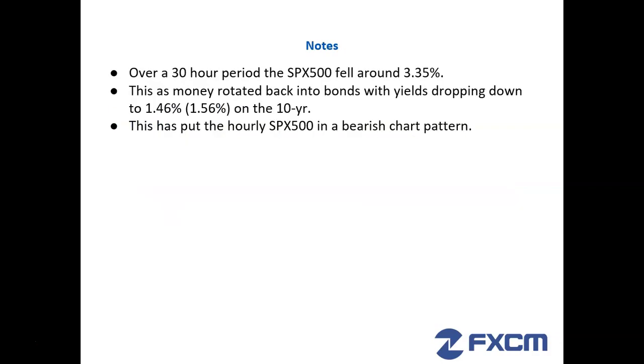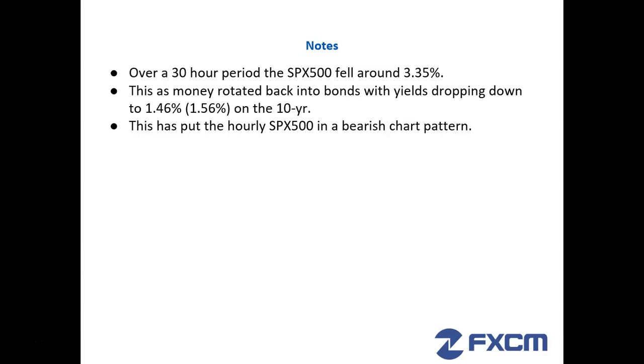Now, over the last 30-hour period, the S&P 500 peak to trough has fallen about 3.35%. This as money rotated back into bonds with yields dropping down to 1.46% on the 10-year. And this has put the hourly S&P 500 in a bearish chart pattern.